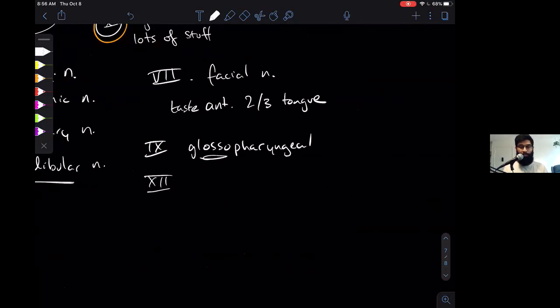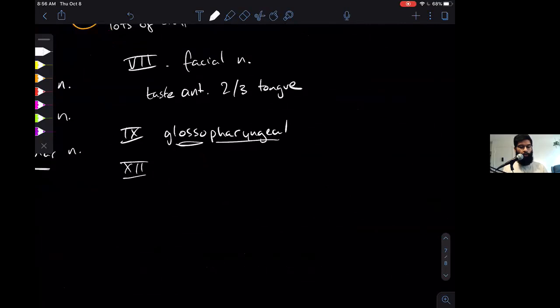So glossus means tongue, just like lingual, glossal and lingual. Pharyngeal, pharynx, throat. And your hypoglossal. So hypoglossal, 12, is going to be your motor innervation to your tongue. It's going to let you move your tongue around. And then your glossopharyngeal, tongue muscles.